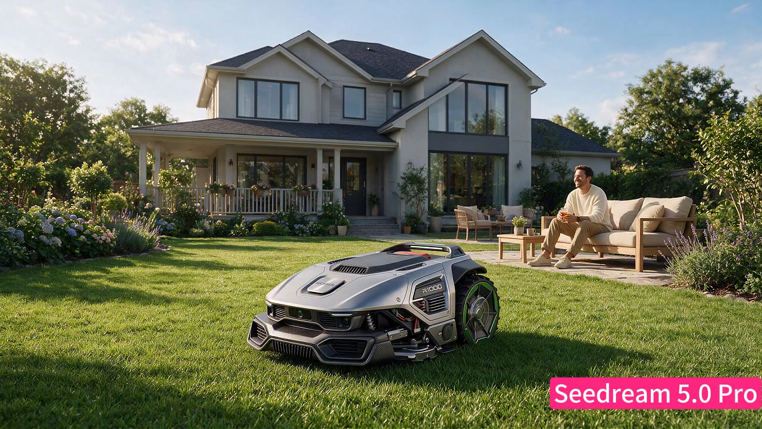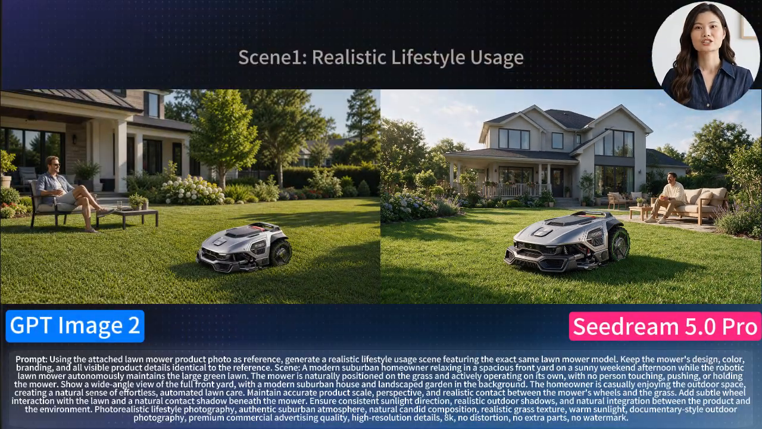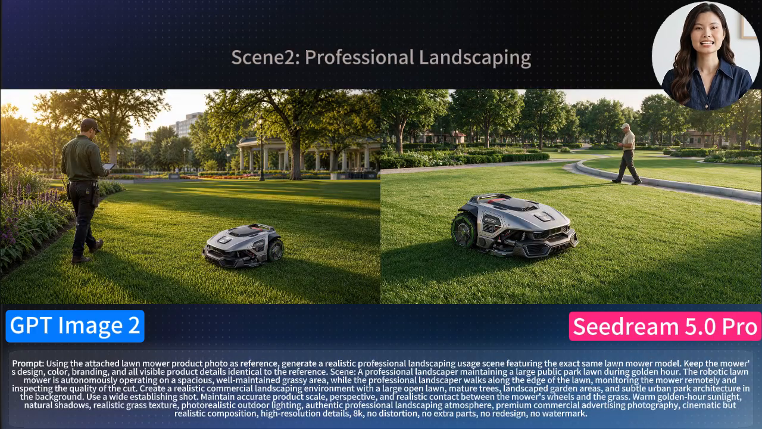Seedream 5.0, on the other hand, makes the lawnmower larger and more prominent, improving product visibility. That said, the scale between the product and the surrounding environment feels slightly unnatural, making the image look more like a traditional composited product advertisement. Overall, GPT Image 2 has the advantage in realism, while Seedream 5.0 does a better job of highlighting the product itself. Next is the professional landscaping scenario.